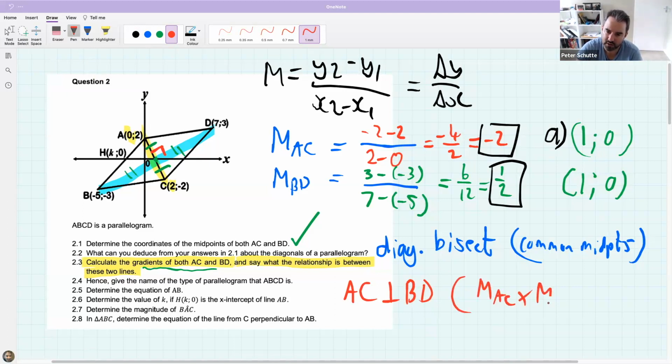Well, the reason is that if we multiply the gradients of these two, we get -1. And if you can't see that, have a look at this. What's -2? It's -2/1 times a half. And if you do that, the twos are going to cancel and you just have a -1/1, so -1. You don't have to show that, but this is enough here.